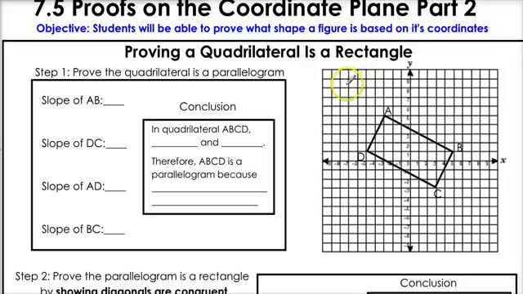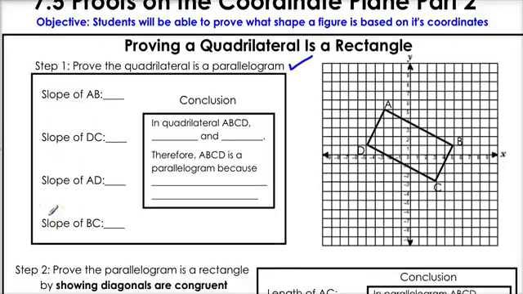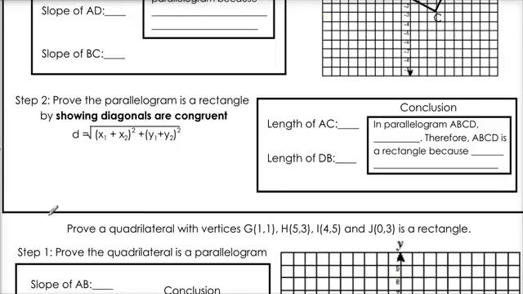Alright, so we're going to start with proving that a quadrilateral is a rectangle, and it's just like the last lesson, so hopefully you haven't forgotten everything. And to do it, you're just going to do it in two steps. The first step is to prove that it's a parallelogram. Remember, it's like that with a rhombus as well. Once you've established it's a parallelogram by showing that opposite sides are parallel, you're going to do step 2, which is you're going to prove that it's a rectangle now by showing the diagonals are congruent.